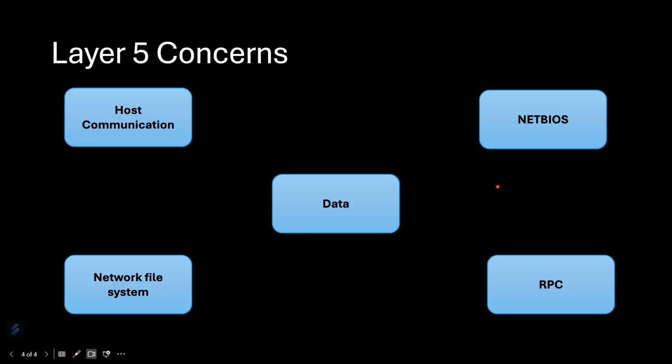Other aspects of the fifth layer, the session layer of the OSI model, as well as host communication, we can expect to see network file system. We expect to have data type, as we've already mentioned, and we can expect to see RPC and NetBIOS. These are two different services that concern the session layer. So RPC stands for Remote Procedure Call, which allows a program to execute in different address spaces, and NetBIOS stands for Network Basic Input and Output, which provides services for the session layer.